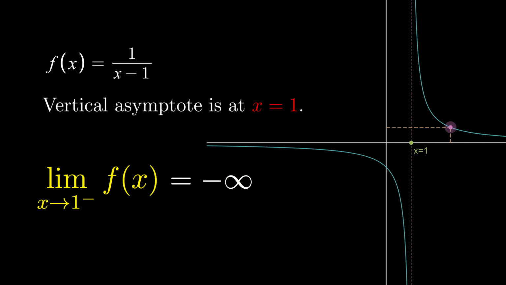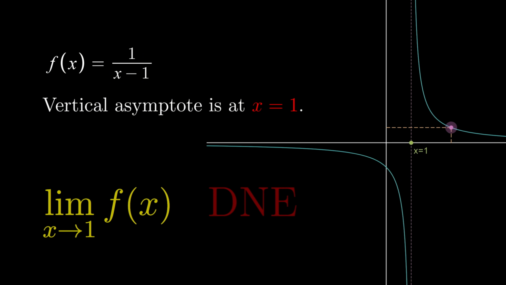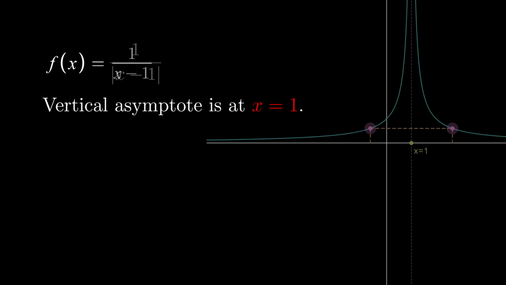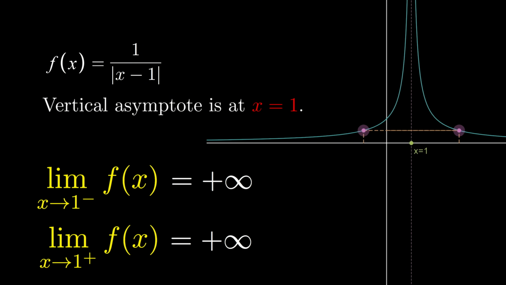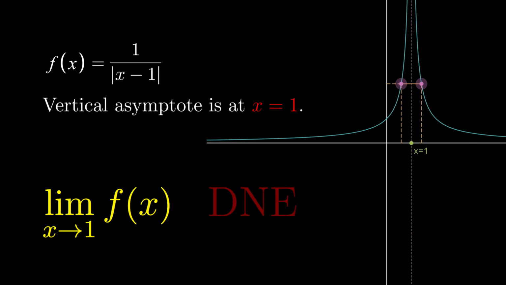On the other hand, if we approach x from the right side, the function f of x tends to increase without bound, and hence it is heading towards positive infinity. And this implies the limit of f of x does not exist. Now, if we consider the absolute value of this function, the left and right limits will now coincide. This implies the limit of the function is positive infinity. However, since this is not finite, we can still say the limit does not exist.